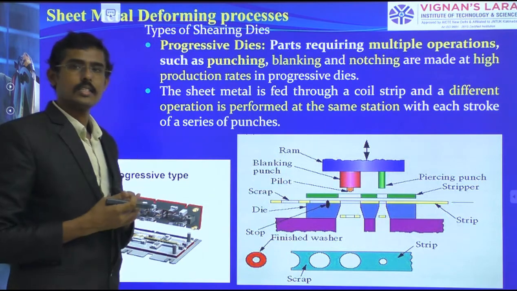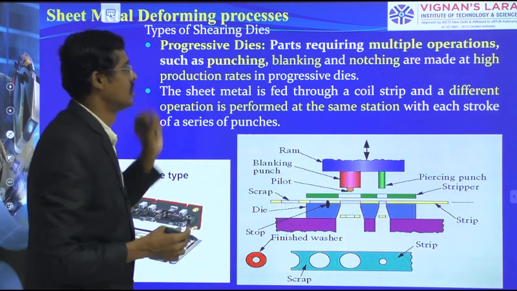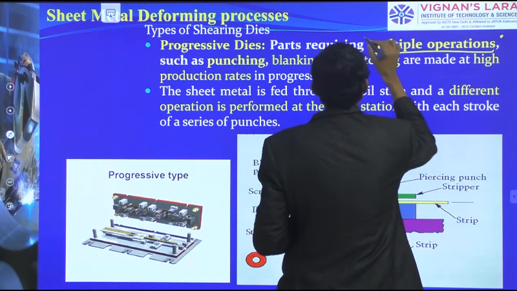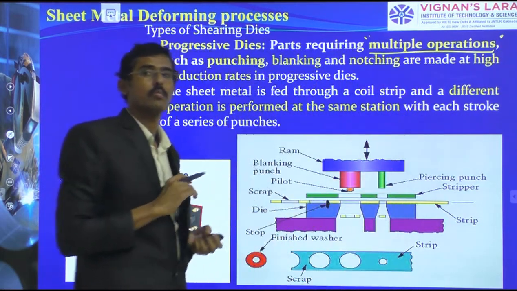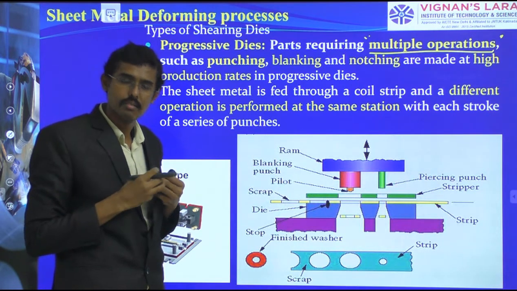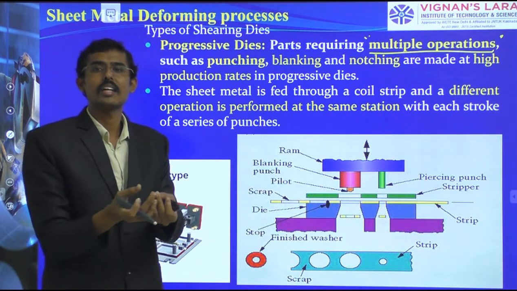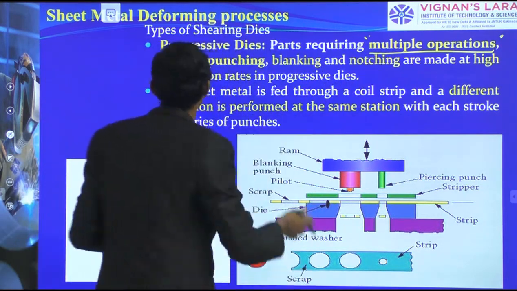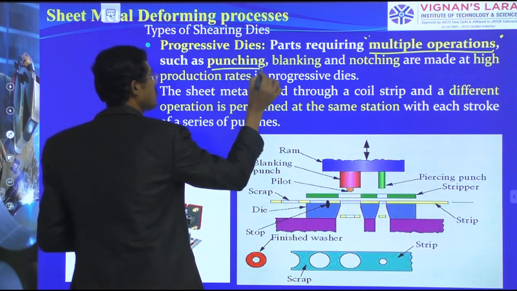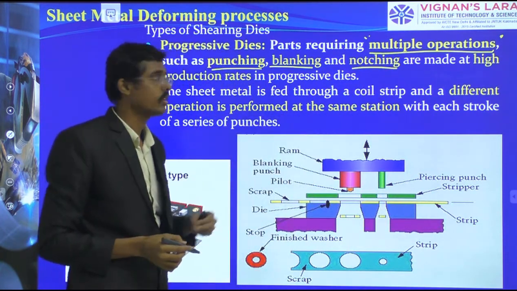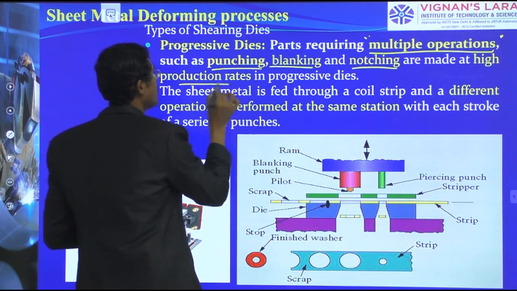Number one, I have taken a progressive die, for parts requiring multiple operations. Such as we have done some blanking and piercing operations, 2 holes, and one we have taken as the part that we need, and one we have taken as scrap items. Likewise, multiple operations such as punching, blanking, notching operations are made at high production rate.